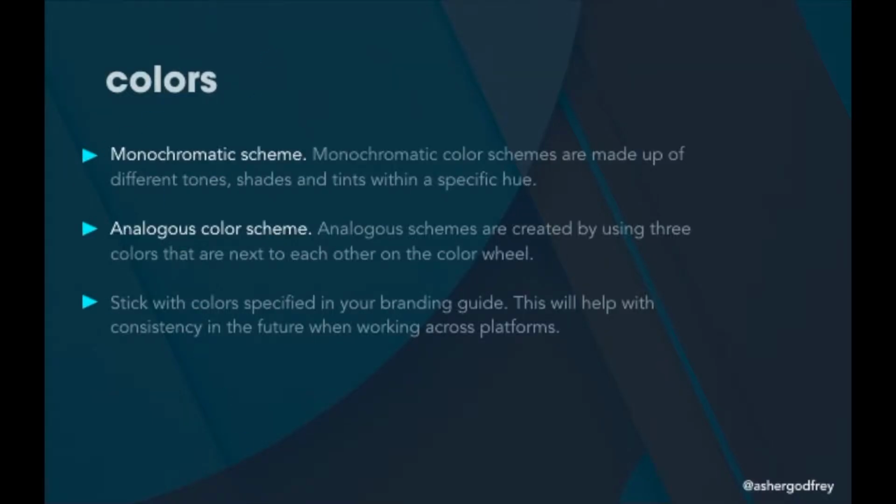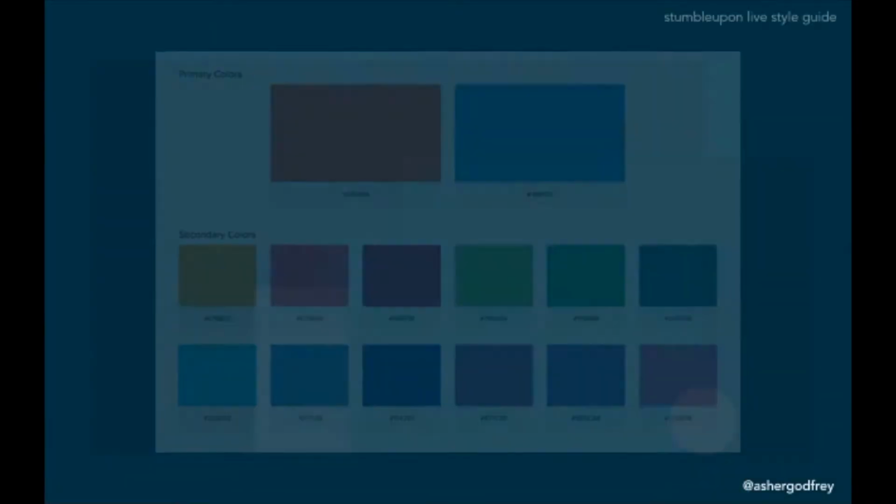So we have monochromatic color schemes, and those are made up of different tones, shades, and tints within a specific hue. We have analogous color schemes, and these are created from colors that are next to each other on the color wheel. So they work really well together because they're right next to each other. They're like kissing cousins, they're buddies. So stick with colors that are specified in your branding guide. This will help with consistency when you're working across different platforms.